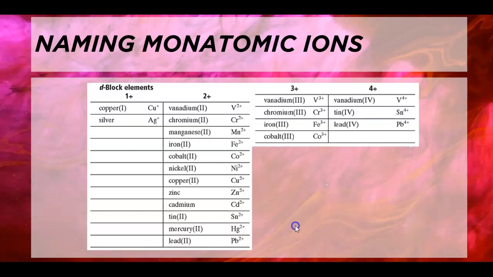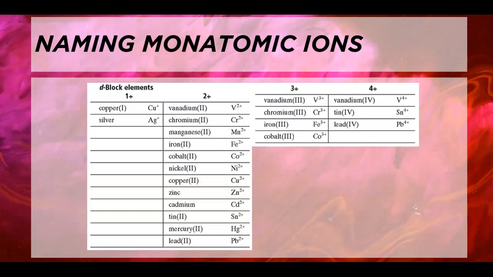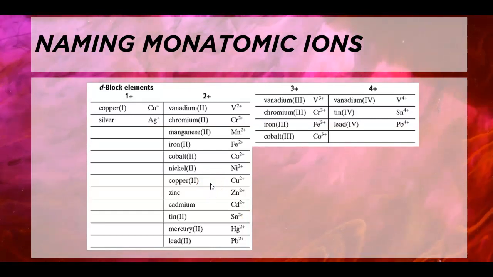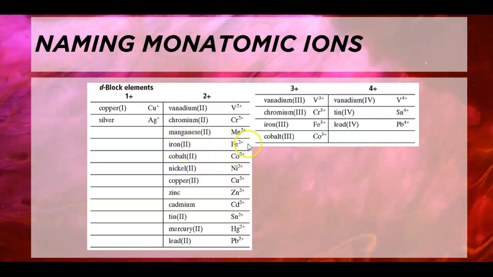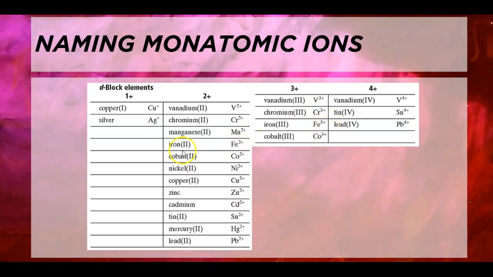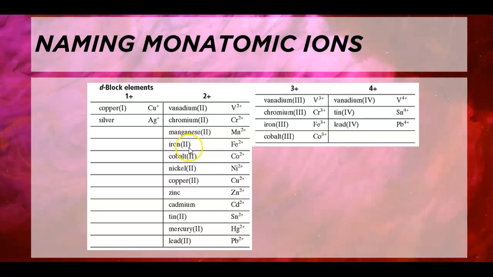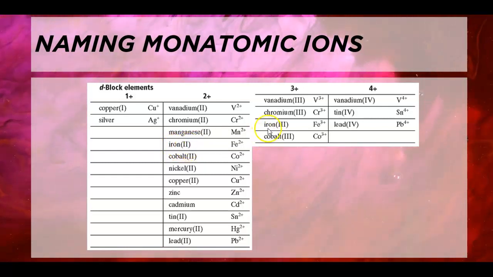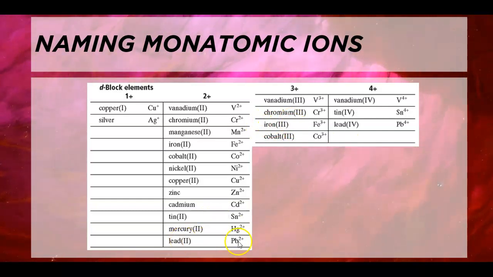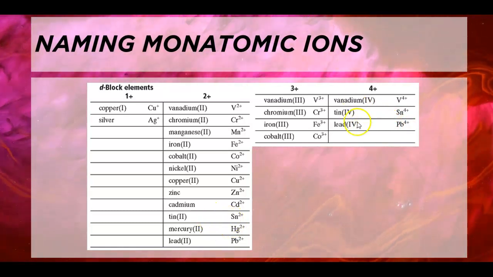Now, notice the d-block elements, and we're going to talk about this a bit more, but some of them can actually have 2 possibilities. For instance, iron can make a +2 charge, or it can make a +3 charge, and we use Roman numerals to indicate the specifics between an iron +2 and an iron +3. Lead, similar idea. Lead can be +2 or +4. Same with tin. Tin can be +2 or +4.